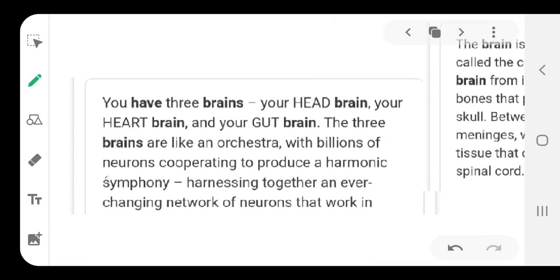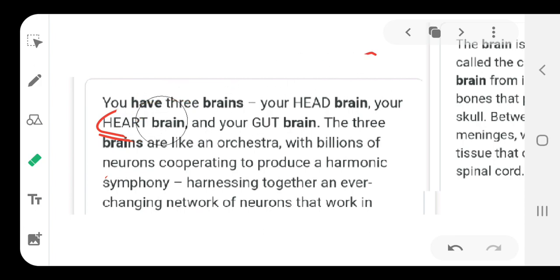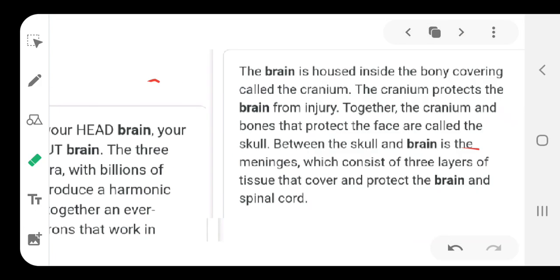Now this could be a new fact for you: basically in a body you have three brains. The first is the head brain, which we are studying today, then the heart brain, which we read about in the working of the human heart, and the gut brain, that is the intestinal zone. So for today we will deal with the head, the main part that we refer to as the brain.